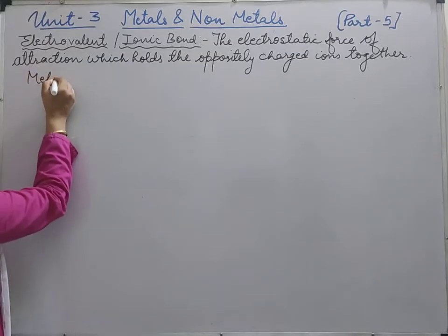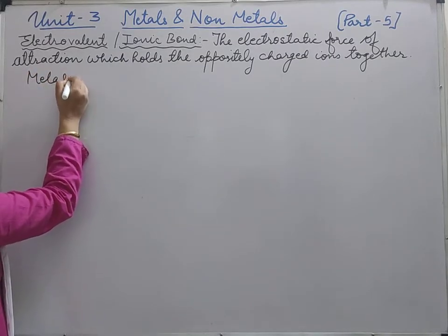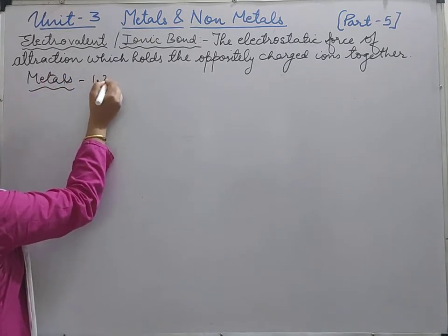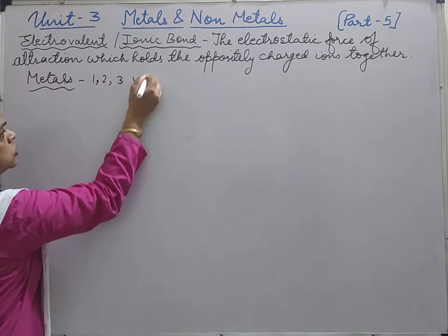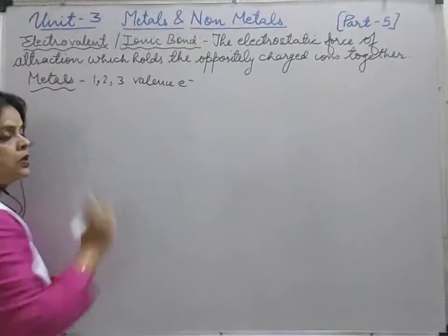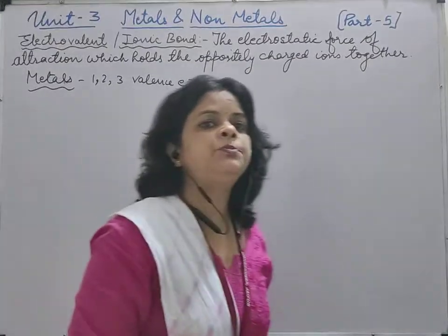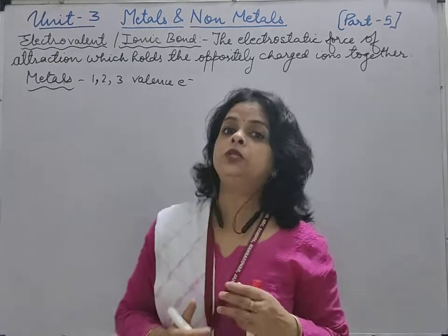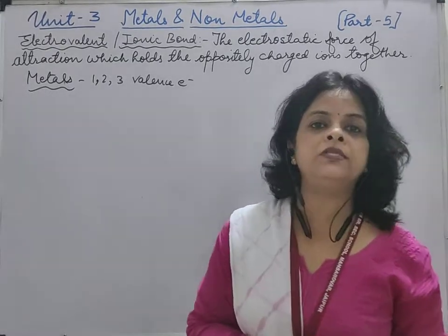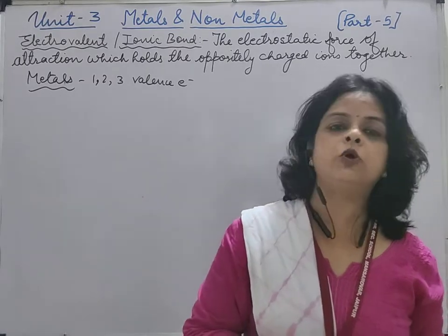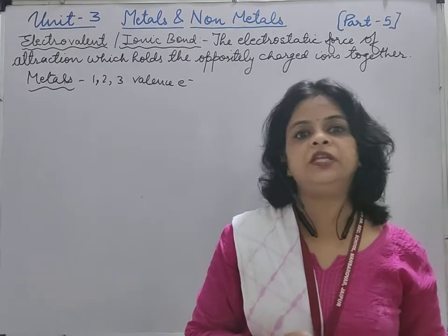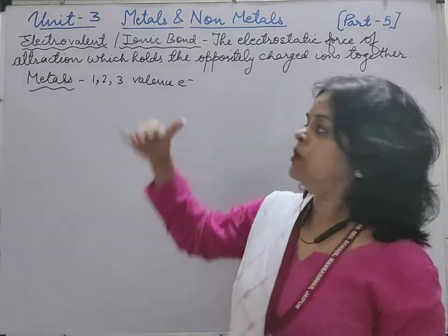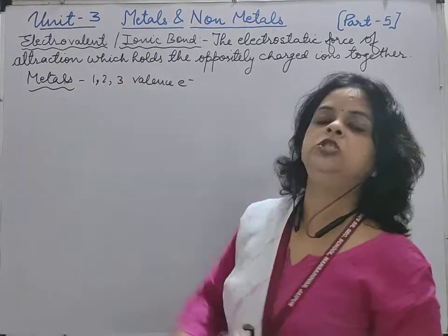What are metals? Metals are elements which have 1, 2 or 3 valence electrons, so that they can easily lose these electrons and achieve the noble gas configuration, that is the stable configuration. For stability, we know we need the octet to be completed, so by losing these 1, 2 or 3 electrons they achieve stability.